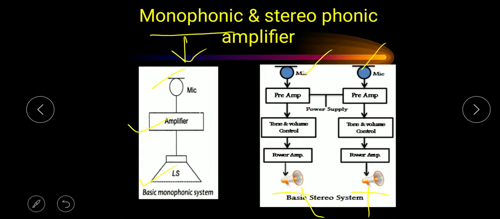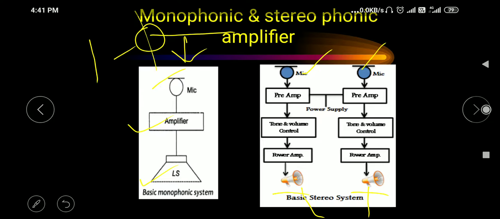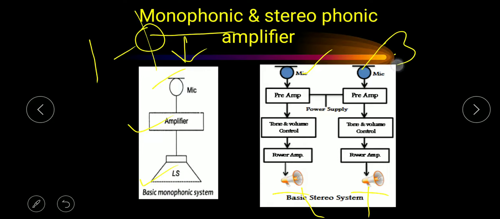There are several differences again. My monophonic amplifier produces only one directional sound, and this stereophonic amplifier produces a three dimensional sound. Monophonic amplifiers also have direction and sense of the sound, but stereophonic have more sense and more direction of a particular sound. These are some differences between the monophonic and stereophonic amplifier.